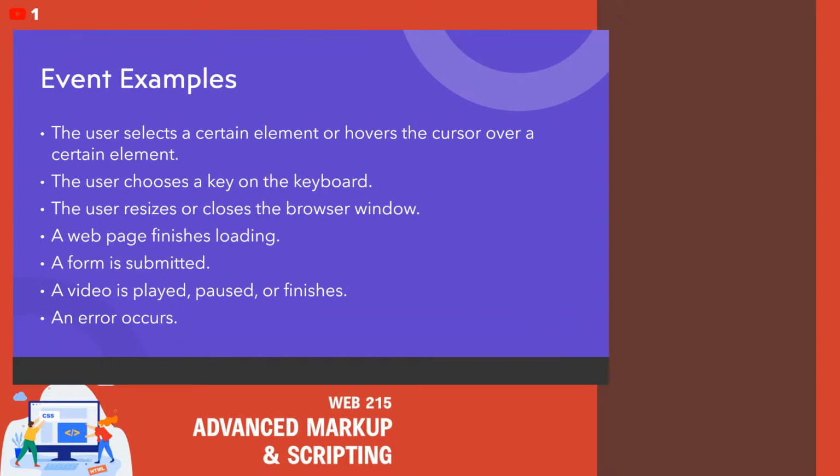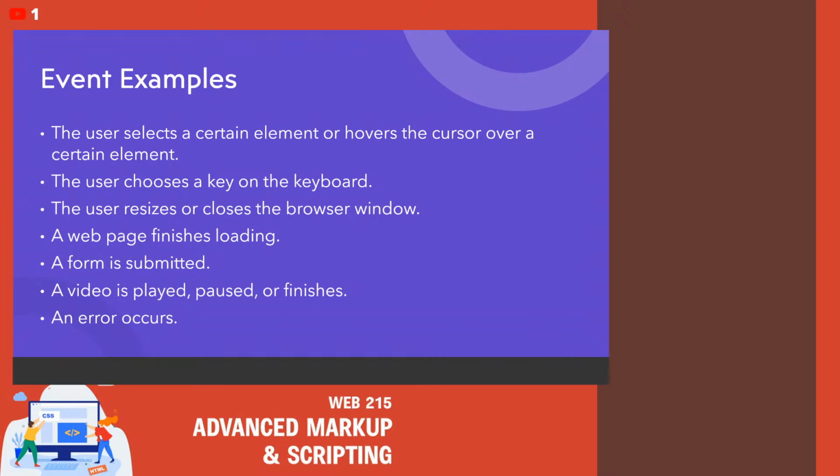The user resizes or even closes the browser window. That's an event. That can cause something to happen. When a web page finishes loading, this is something that we talk about a lot with jQuery in Web 140, right? We say that when the document is ready, we run the function. Right? Well, that's one of our events that we're talking about here. When the web page finishes loading, when the document is ready.